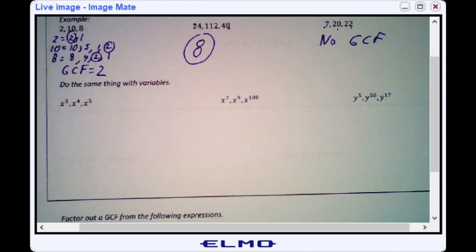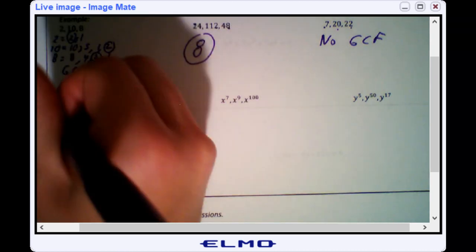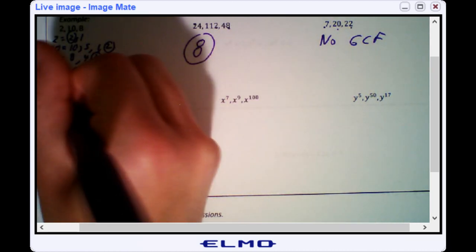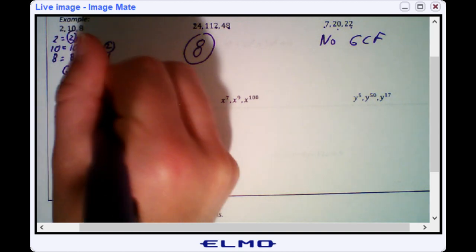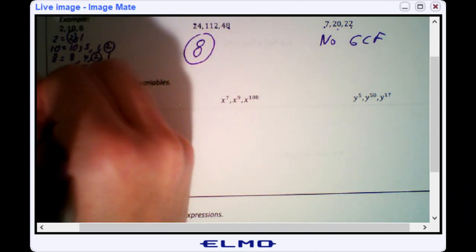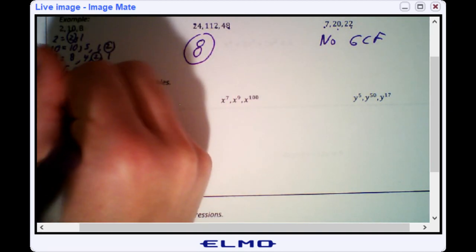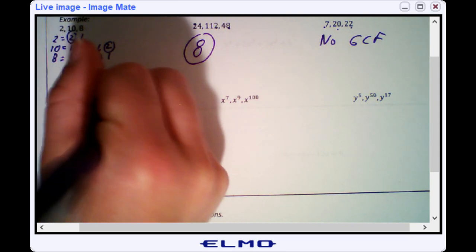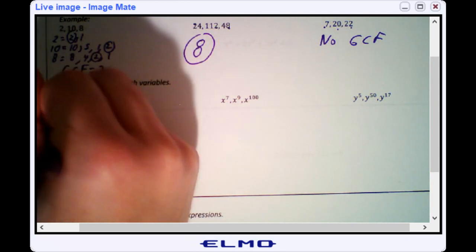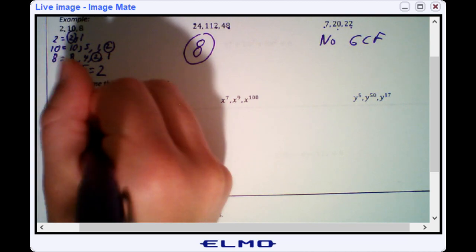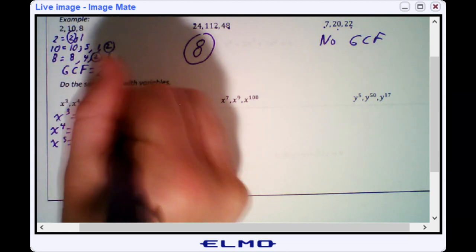With the variables, we can also find a GCF. When we find the GCF for variables, we're looking to see how many of them we can pull out because they're just factors. So if x cubed really means x times x times x, x to the fourth means x times x times x times x.